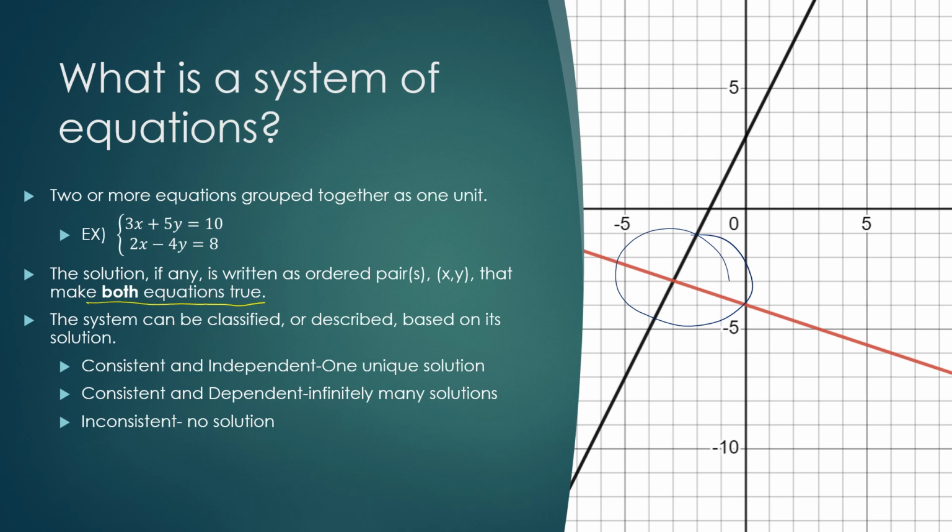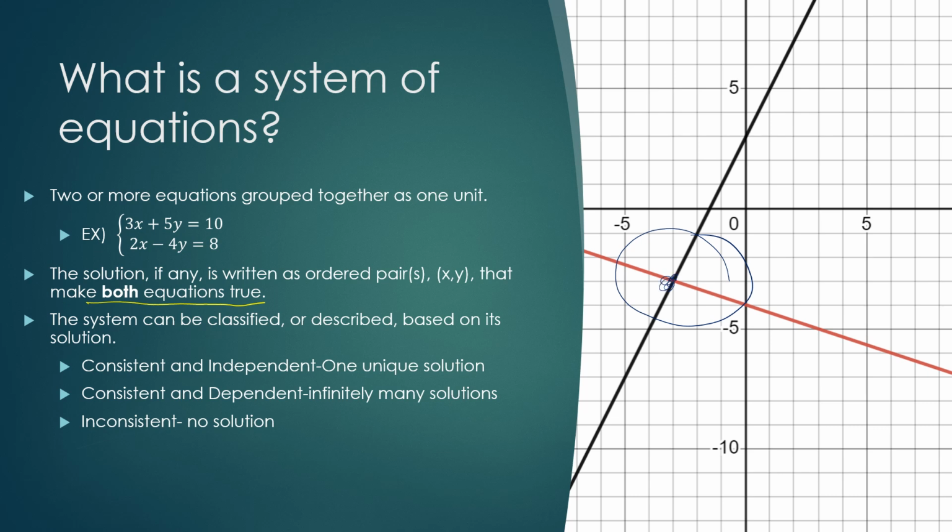Now, a system can be classified in three different ways depending on its solution. It can either be consistent and independent. The picture that is graphed on the side, this system would be consistent and independent because there's only one solution, namely the ordered pair right there.